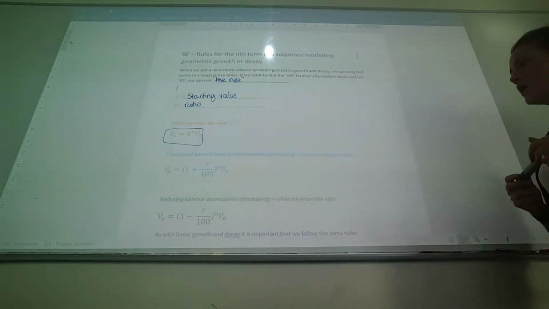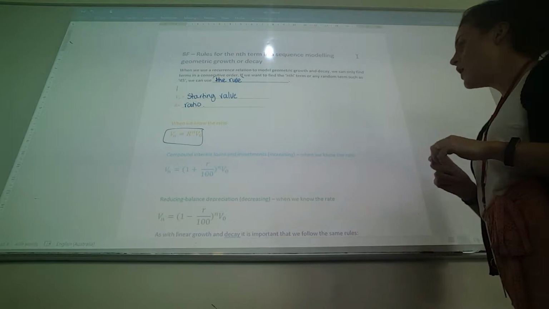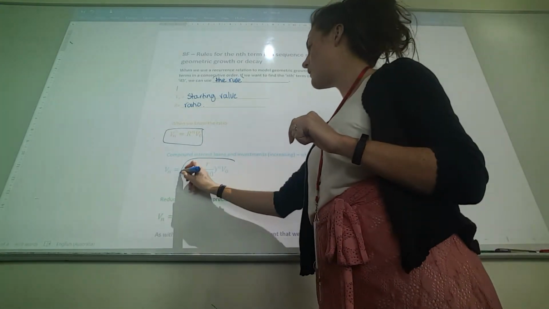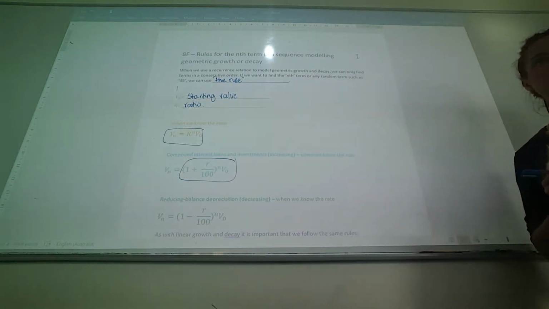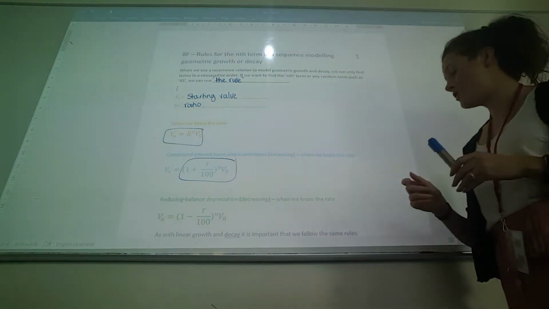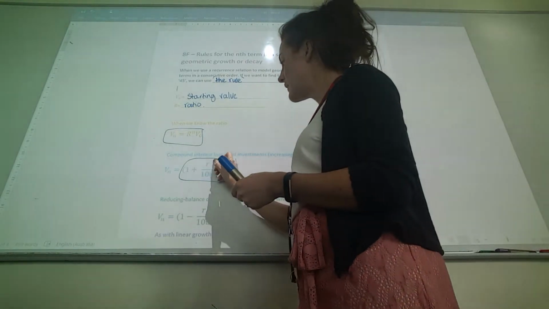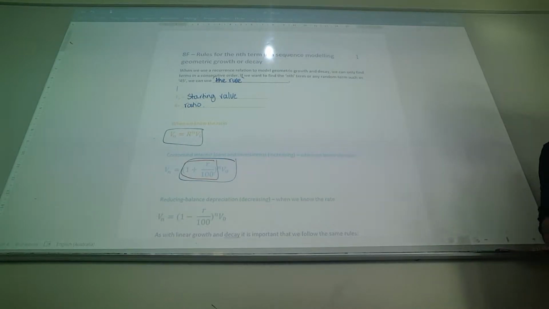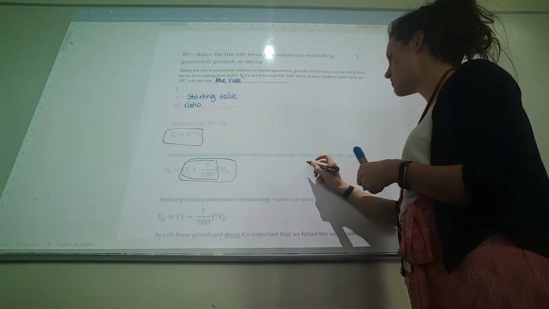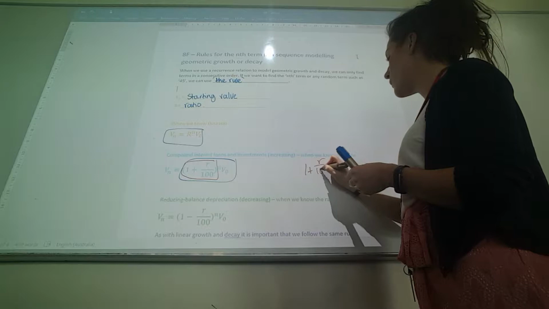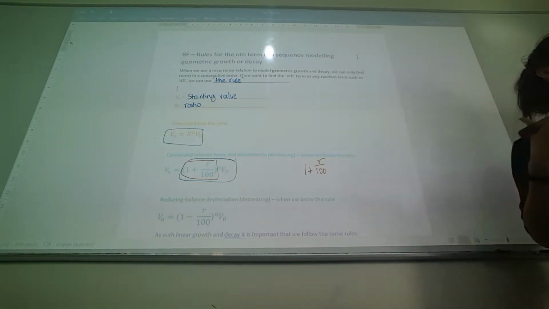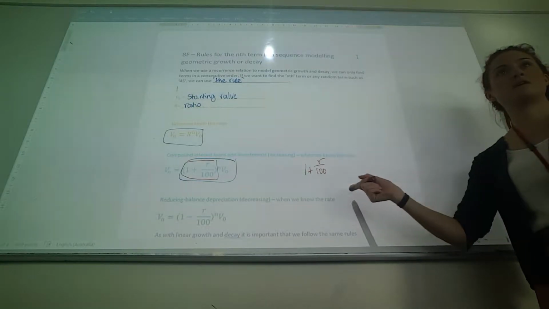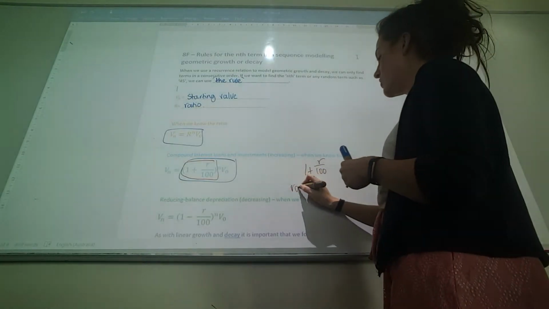Okay, if we are given the rate, this is our rule. So the only difference is this bit in here, which we talked about last lesson. So we did this rule last lesson, which was just the 1 plus R over 100, when we were given the percentage rate and we needed to turn it into a ratio. Remember doing this? Yep, so this was rate into ratio.